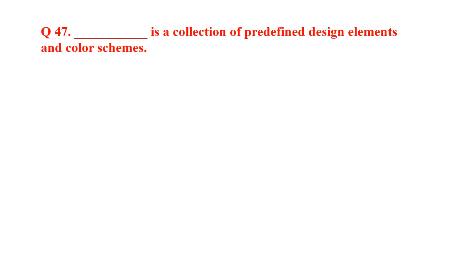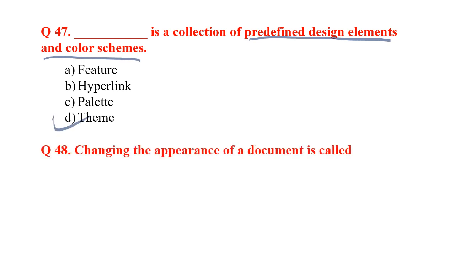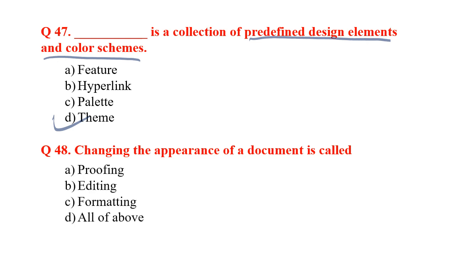Question number 47. Blank is a collection of predefined design element and color schemes. First option feature, then hyperlink, option C palette, option D theme. So a predefined design element and color schemes, that is basically a theme. Question number 48. Changing the appearance of a document is called formatting. Is the right answer, option C.